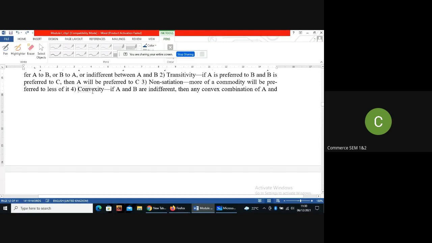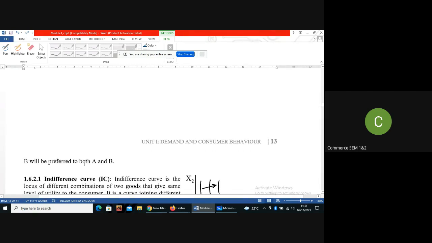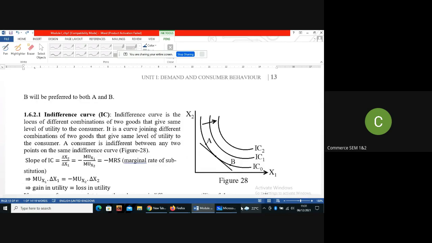Next is convexity. By convexity, what we mean is that if A and B are indifferent, then any convex combination of A and B will be preferred to both A and B. What does it mean?